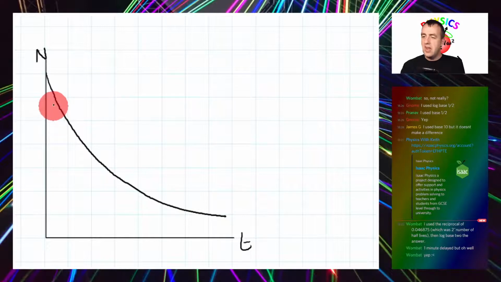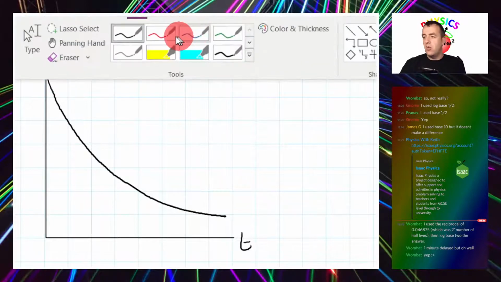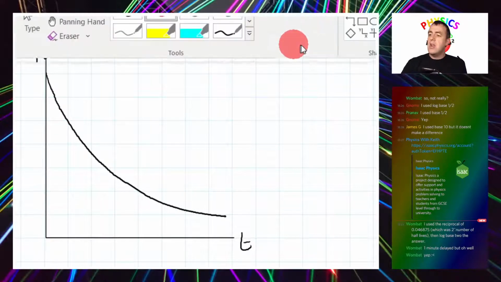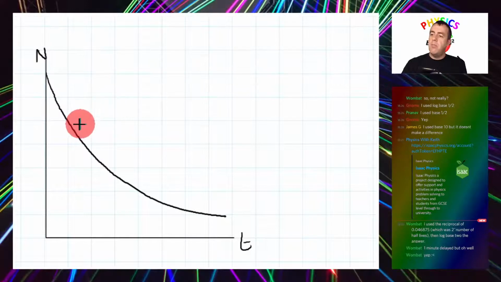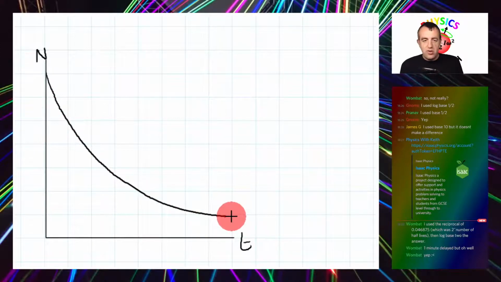One of the properties is that the gradient of this line depends on the value on the y-axis at the point where you make that measurement of gradient. So you'll know as A-level students that if you take the gradient of a line where it's a curve, then it has different gradients all the way down it. What's happening to the gradient as time increases here? Chuck it into the chat.